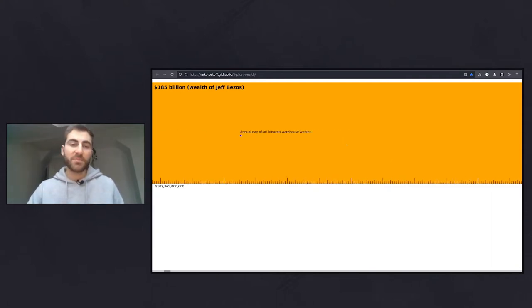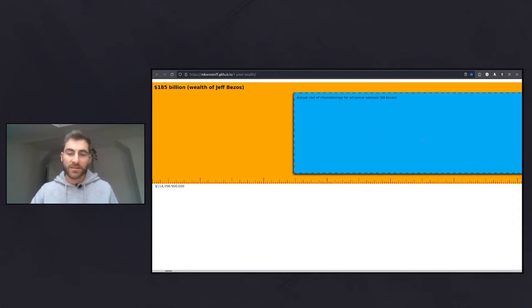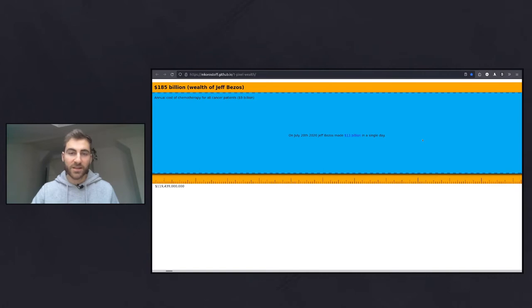And I would like to say that basically every economics professor who tries to justify this system, this is completely irresponsible. I mean, how can you justify that Jeff Bezos has $185 billion? This is not justified at all. On July 20th, 2020, Jeff Bezos made $13 billion in a single day. How can you justify that, where so many other people are struggling so much, working so much, yet earn very little, maybe a couple hundred dollars or maybe a couple thousand, but never $13 billion in a single day?